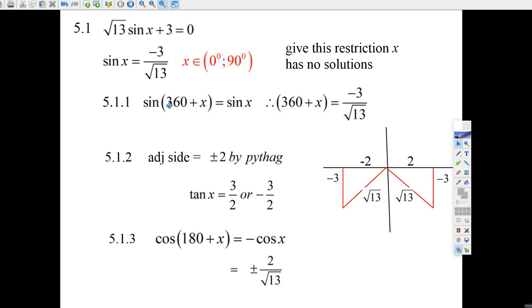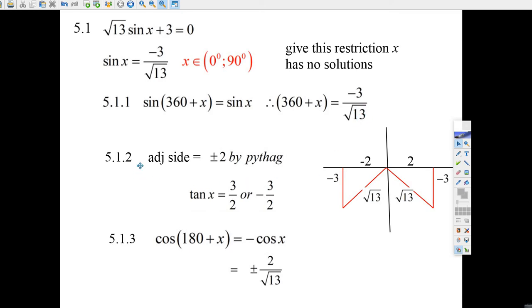But if you see the sine of 360 plus x, that's in the first quadrant, and it's just sine x. So that's how you're supposed to get a mark just for that. So if the sine of 360 plus x, if this x does exist, it wouldn't if it's between 0 and 90. If it does exist, the answer to that one is just minus 3 over root 13.